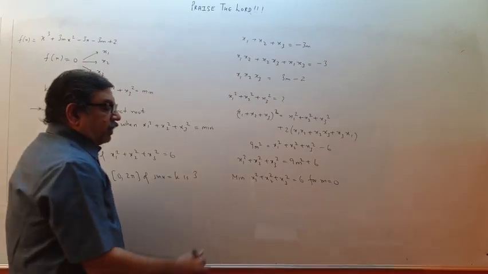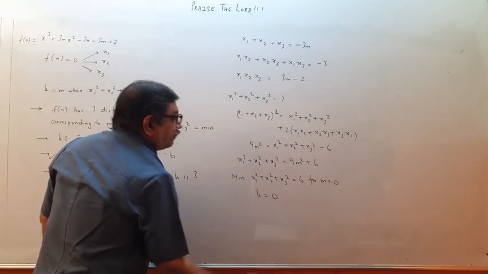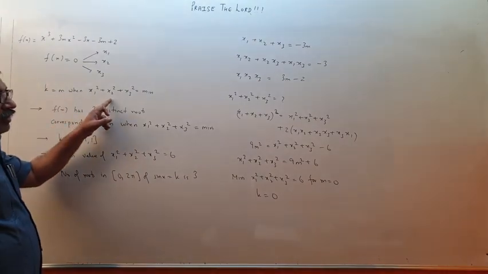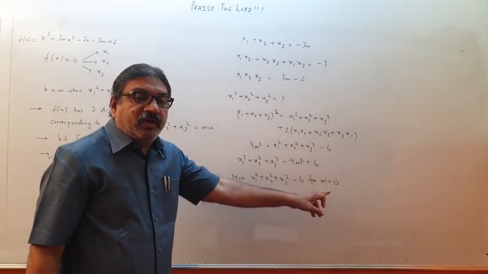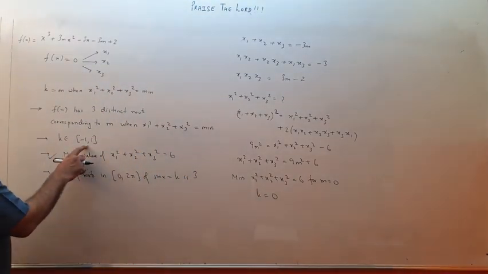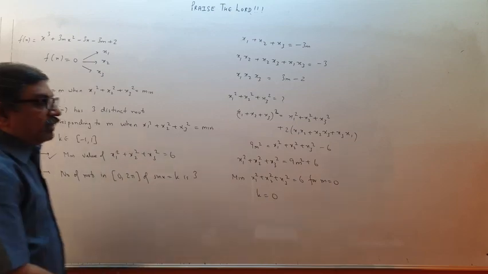And when m is 0, therefore k is 0, children, because we said k is m when this is minimum. So this is minimum for what value of m? 0. Therefore k is equal to 0. So k belongs to minus 1 to 1. This is also correct. Sin x equal to k. Let us see.